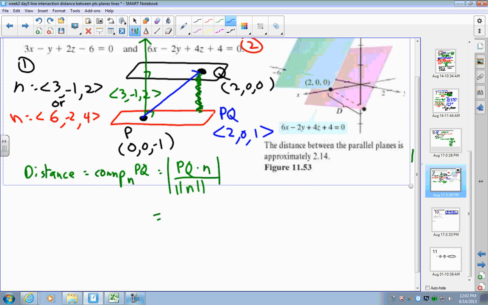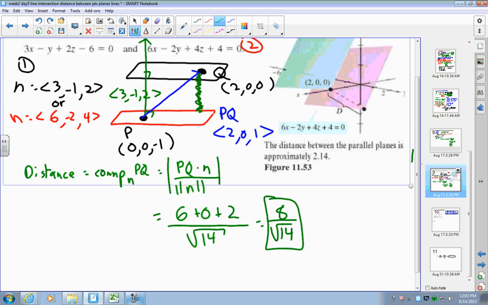And you say, look, the dot product would get me, oops, I want a different color here, 6 plus 0 plus 2 all over the magnitude of n, which is the square root of 14, which is 8 square roots of 14. Now, if you're noticing this, I'm using n as the 3, negative 1, 2.